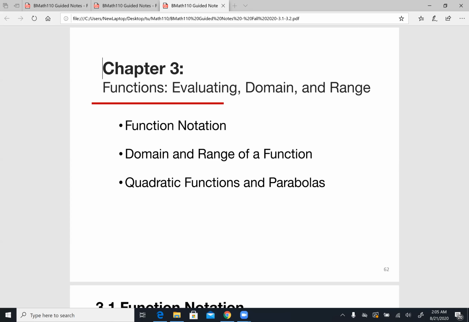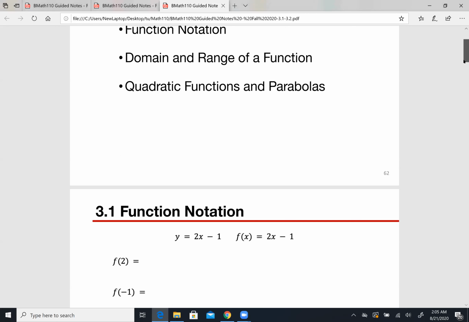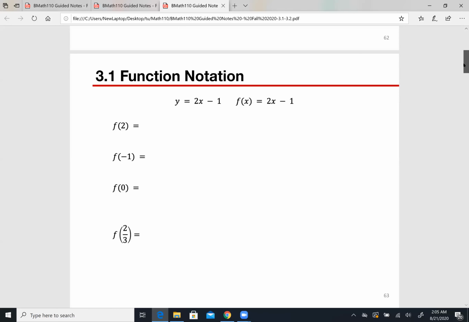Hi, everybody. Today I'm gonna start to talk about chapter number 3 in Math 110. So this chapter 3 will cover function notation, domain and range, and the quadratic function and parabola. So let's start with the function notation in section 3.1.